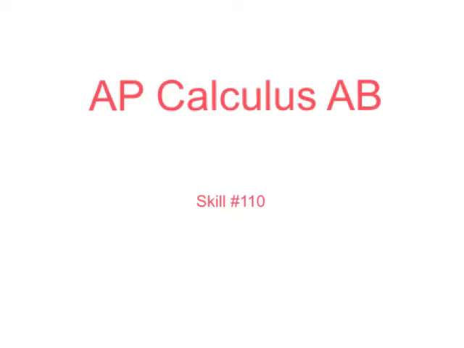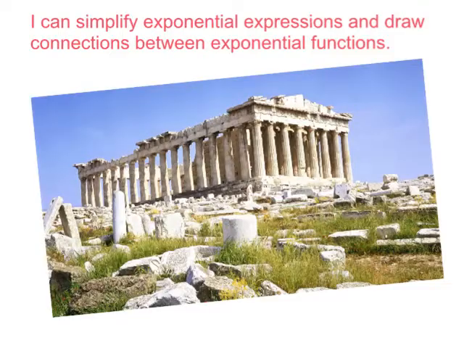Welcome to the AP Calculus AB video for skill number 110. I can simplify exponential expressions and draw connections between exponential functions. Featured below is the famous temple, the Parthenon, and the trivia question for the video is, on what hill is the Parthenon located?